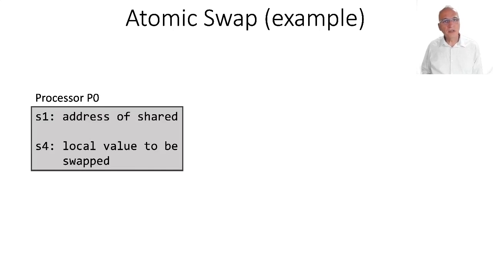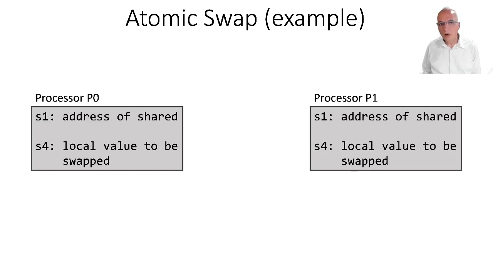So let's do an example so that we understand exactly what's going on in here. In this example, I have a processor P0. The processor P0 has in S1 the address of the shared memory location where I want to do the swap. And S4 has the local value, the value that P0 has to be swapped with memory. And then I have processor P1. The address of the shared variable in S1 in processor P1 is the same as in processor P0. They are both accessing the same memory location. And then in S4, P1 has a different local value than P0 has. That's the value that it wants to swap with memory.